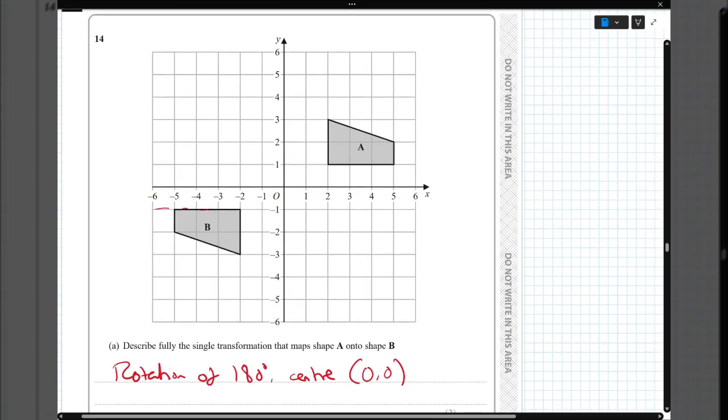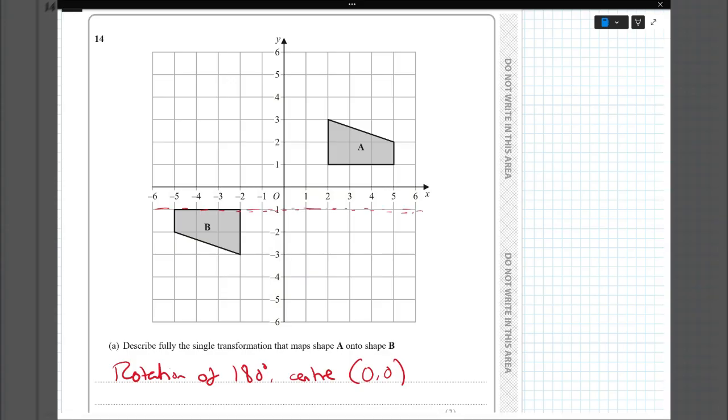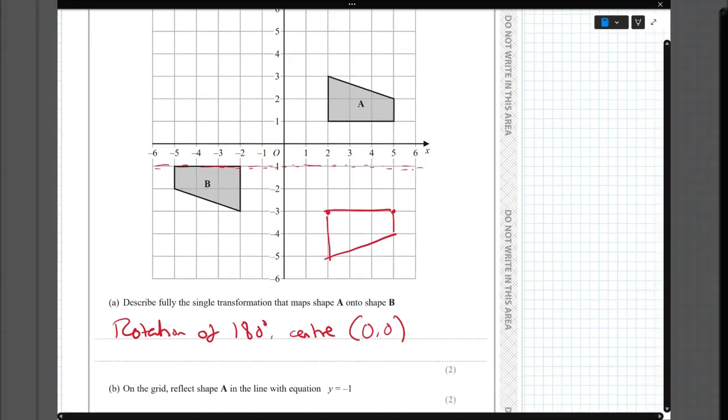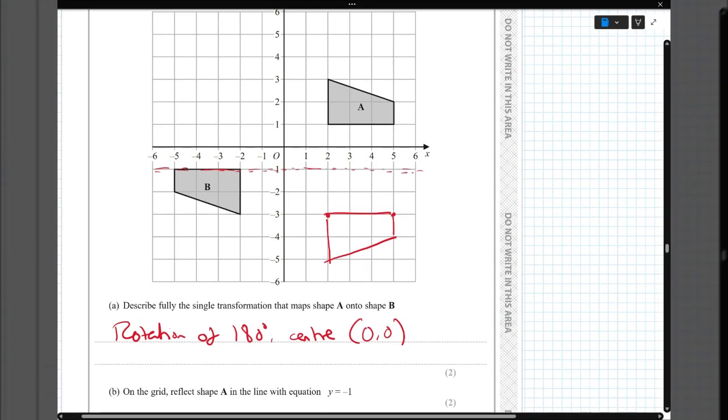Okay. On the grid, reflect shape A in the line of symmetry y equals -1. Now, y equals -1 is the line that cuts the y-axis at -1, and then our reflection just means that we're going to put a new shape exactly the same distance but on the other side of the mirror line, like so. Do I need to label it at all? No, we're all good.